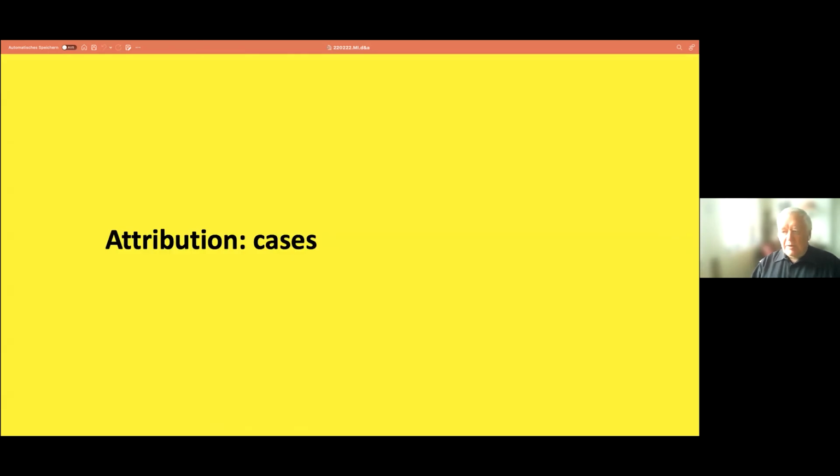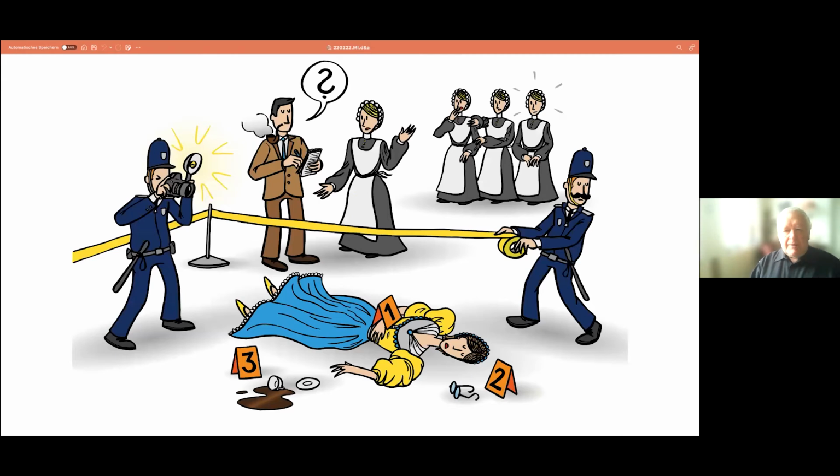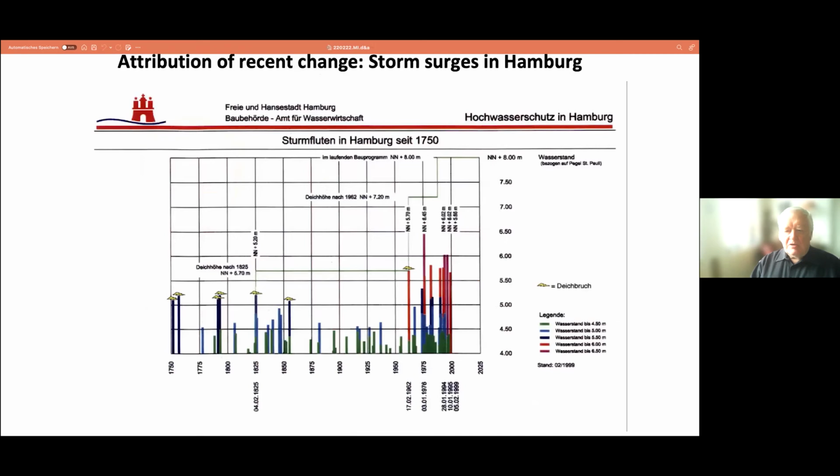So this was the story about the detection. We can say this is something which is extremely rare and should be explained by external factors. It does not imply by which. And so we now come to the detective arriving at the crime scene. If we start with the storm surges in Hamburg, we have something to explain.